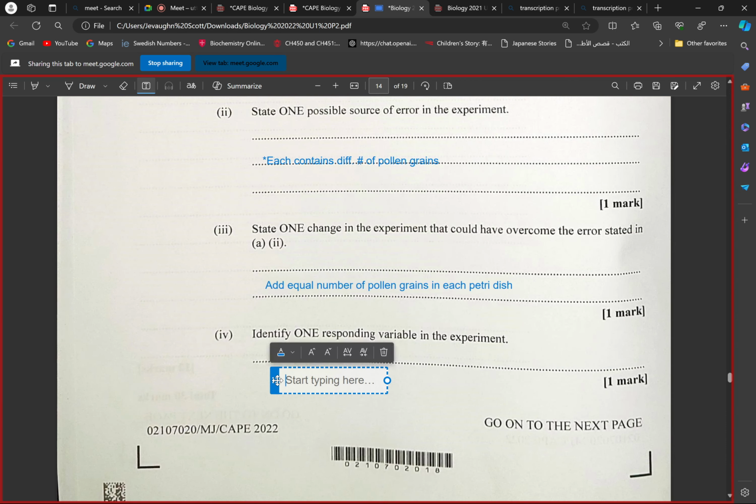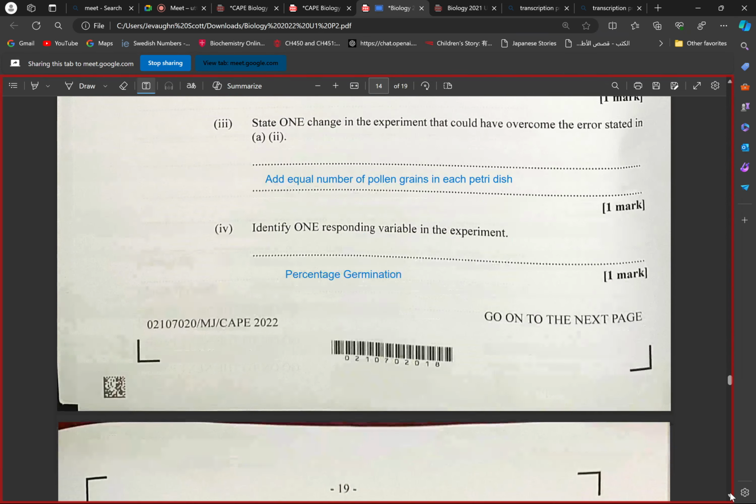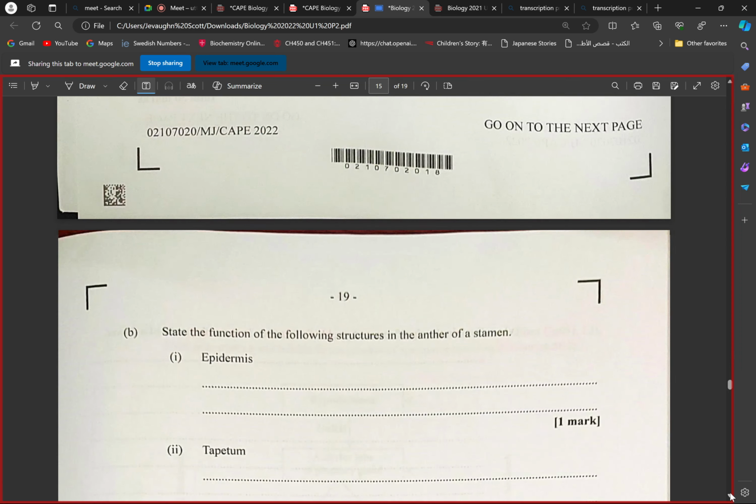It makes it a little bit clearer. The responding variable would generally be the percentage germination. Okay? So let's try to not mix it up. Whatever the experimenter manipulates, that is what we call the manipulated variable or the independent variable. And whatever happens, right? What is the response, the effects, the results, that would be the responding variable or the dependent variable in this case.